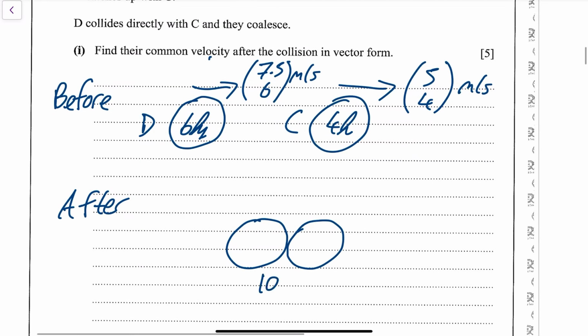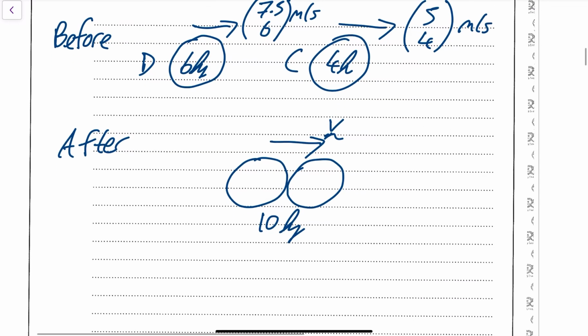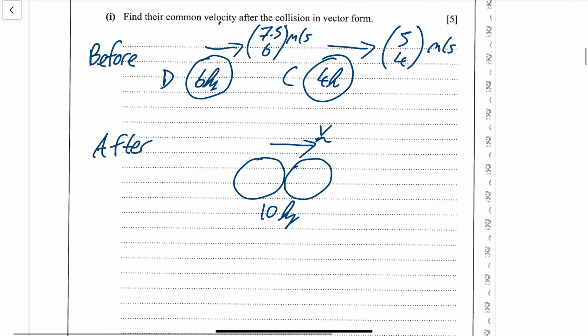So the combination of them is 10 kilograms, and they're moving with a common velocity. And it's a vector. I should have had a vector in mind, that's a vector technically. What we're using here, folks, is what's called conservation of momentum. So momentum before equals momentum after. Whether or not you get a mark for writing this down, I don't know, but you might do, so I would always put it in just in case.